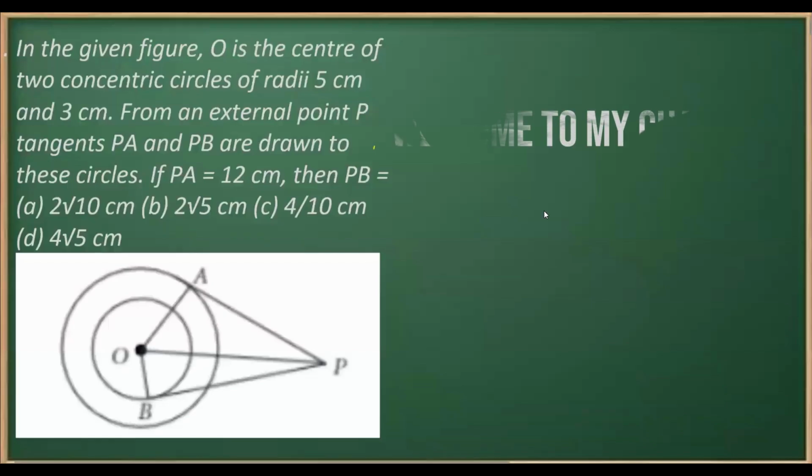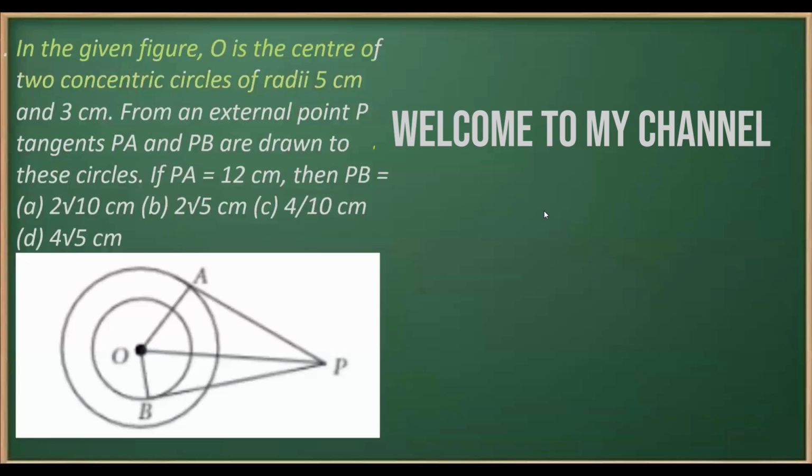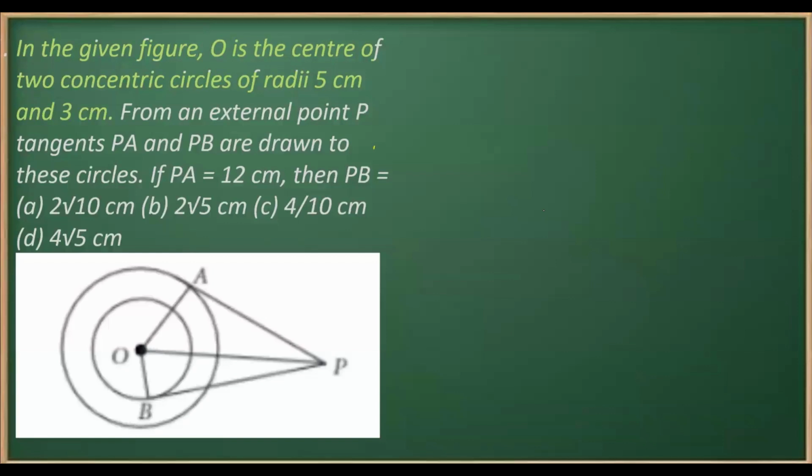So in the first question, it says in the given figure, O is the center of two concentric circles of radii 5 centimeter and 3 centimeter. That means we know the radius of these two circles. Let's say the bigger one, and this is the other one. These are concentric circles, means they have the same center. So now I can mark this as 5 centimeter and the radius of the smaller circle as 3 centimeter. That's the first information we have.